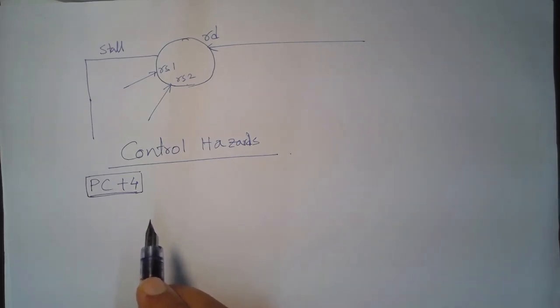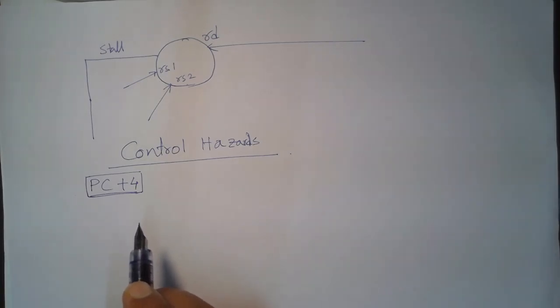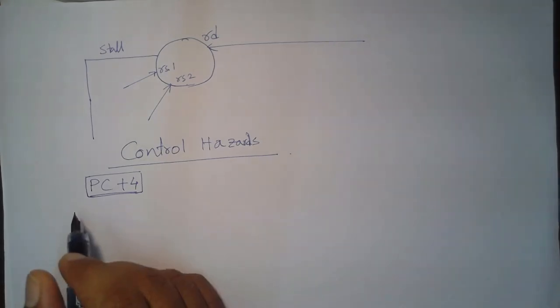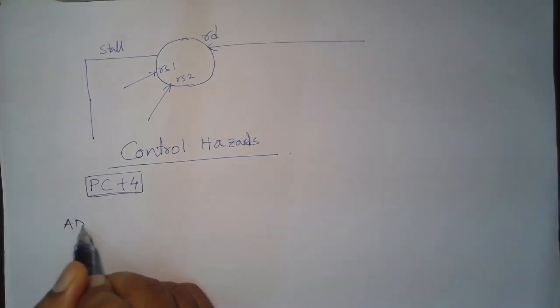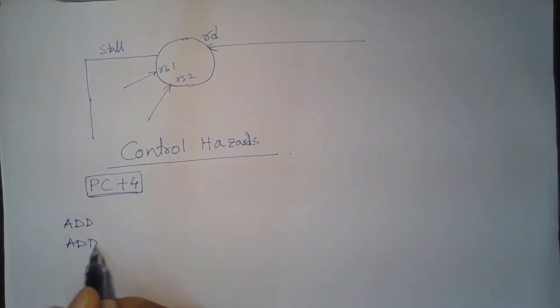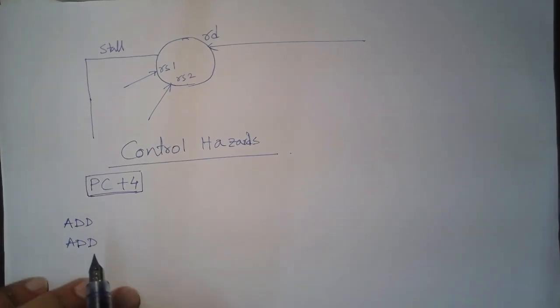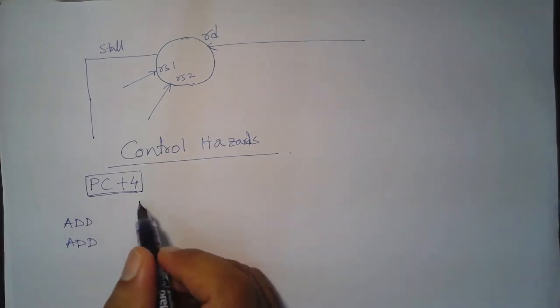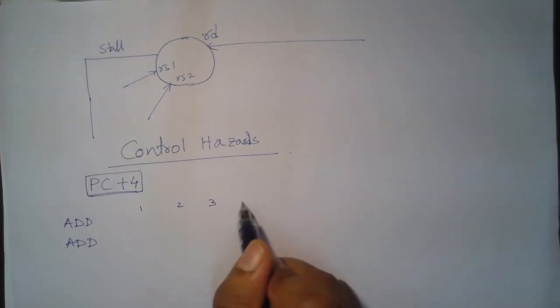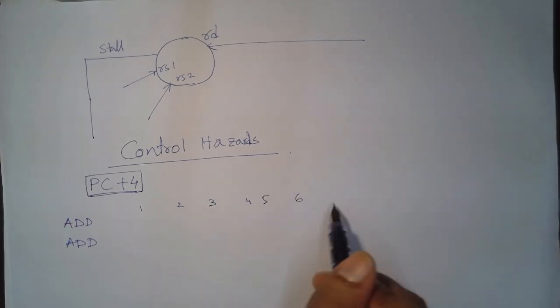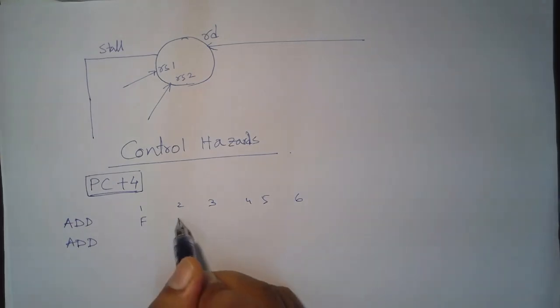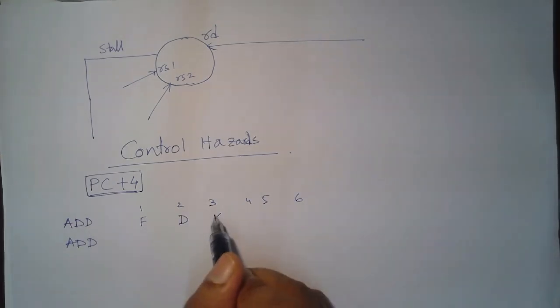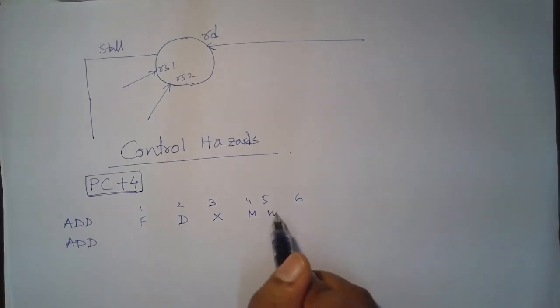So, what we are trying to say here is that, let us say I have instructions like a couple of add instructions. All right. Okay. So, now if I draw the pipeline diagram of these add instructions, these are the cycle numbers and so on. So, we are fetching, decoding, executing, memory, and write back.